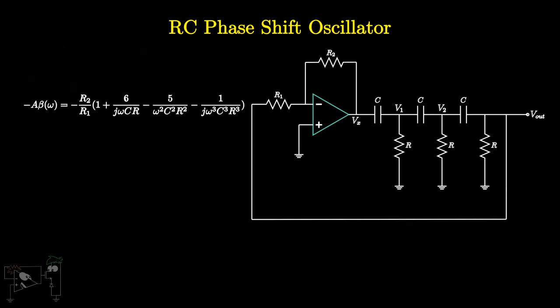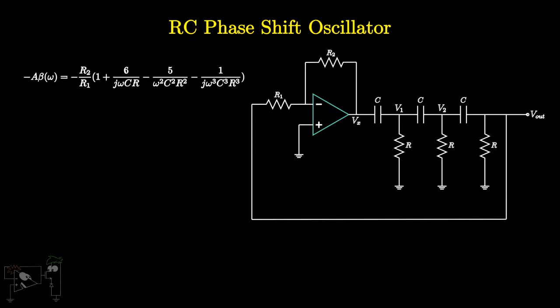Now we apply Barkhausen's criterion. We want a total phase shift of 0 degrees, which is the same as 360 degrees. The gain A provides 180 degrees of phase shift as it is an inverting amplifier. Hence, the feedback network needs to provide an additional 180 degrees phase shift. That means the phase of minus beta should be 180. Hence, the imaginary part needs to be 0. That means 6 by omega CR minus 1 by omega cube C cube R cube equals 0. This gives omega as 1 by root 6 RC.